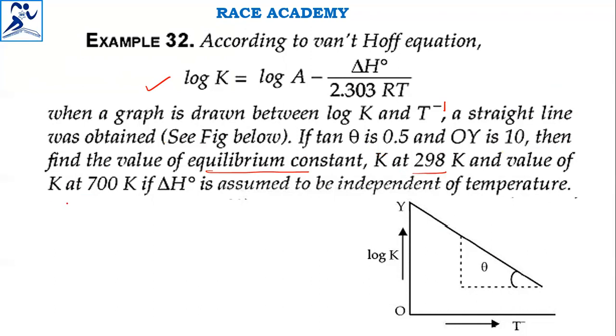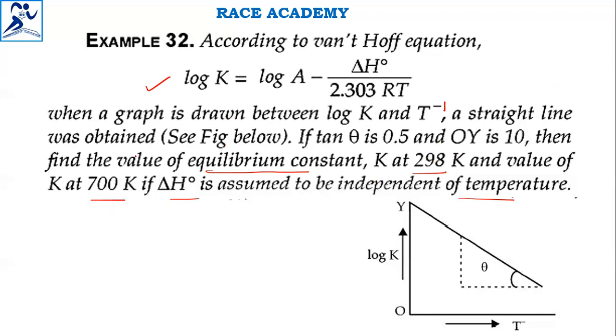And the value of K at 700 Kelvin, if ΔH° is assumed to be independent of the temperature. See, two things need to be discussed. First, we have to find the K value at 298 Kelvin. That is the first problem in this one. The second challenge here is to find the K value at 700 Kelvin using the above data.